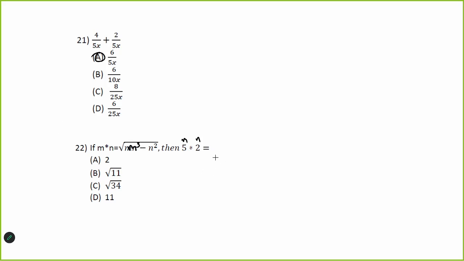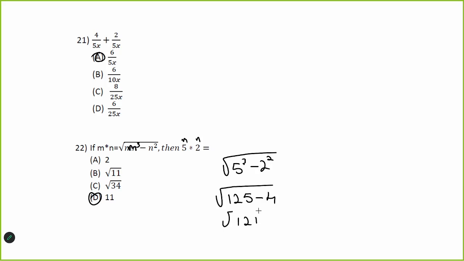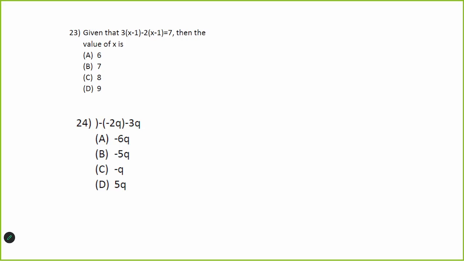Right? So I believe this is a repeated question as well. Was it 11? Because you would have gotten 5 cubed minus 2 squared, 125 minus 4, which is 121. Square root of 121 is 11. So yes. Right? This one is, no, it is not a repeated question. Let's look at this. Number 24 is a repeated question. But let's look at number 23.